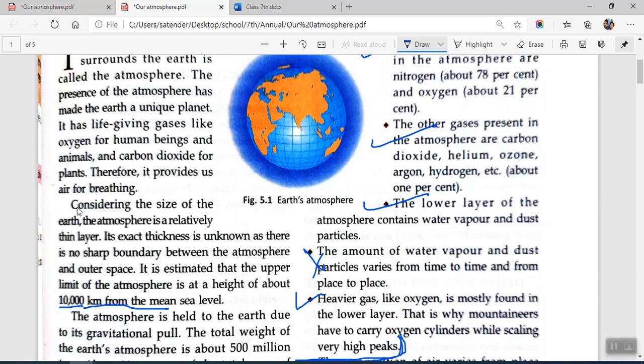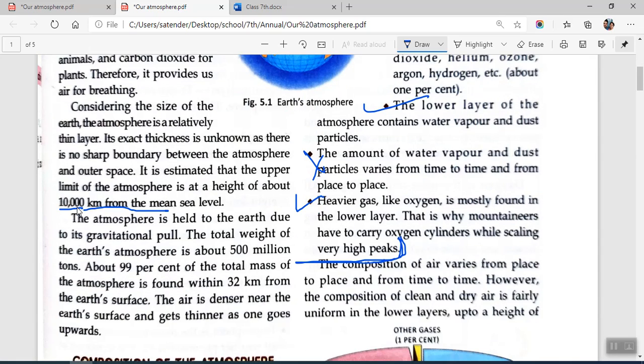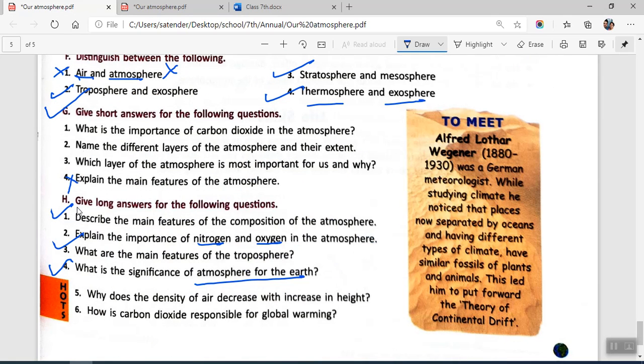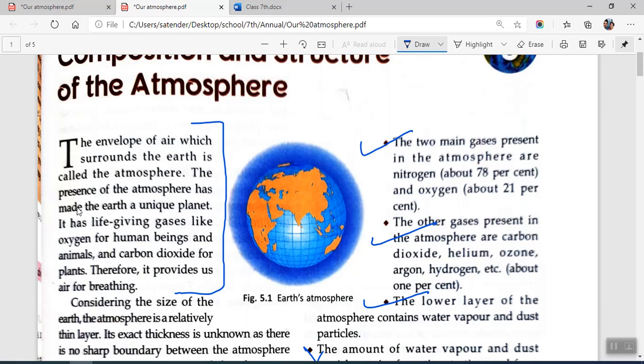Consider the size of Earth, relatively this layer thickness is not sharp and atmosphere. Okay, so you'll be writing, therefore provides us here for, you'll be writing this paragraph in this one. The first paragraph of the chapter you will be writing in, this is your H4.